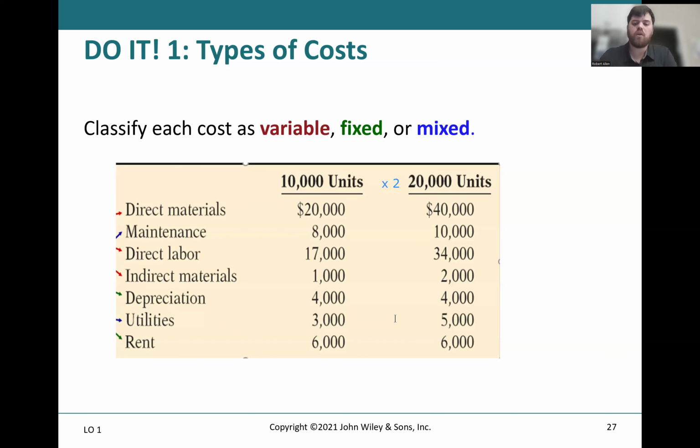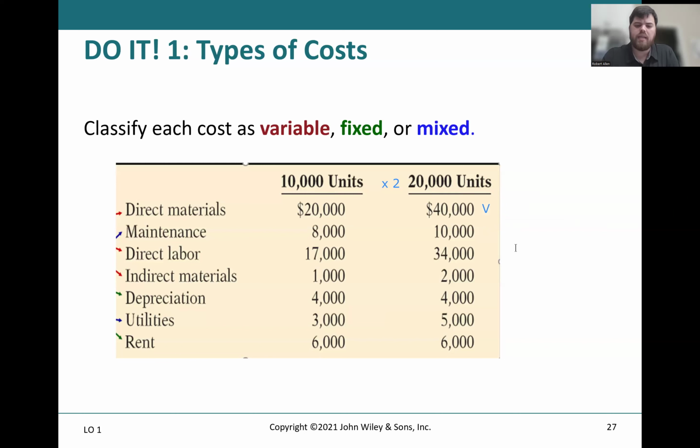So here we go. For direct materials, it costs me $20,000 to make 10,000 units. That would be $2 per unit. Times 20,000 units would be 40,000. So that means this right here is a variable cost. We'll put that a little bit closer. There we go.